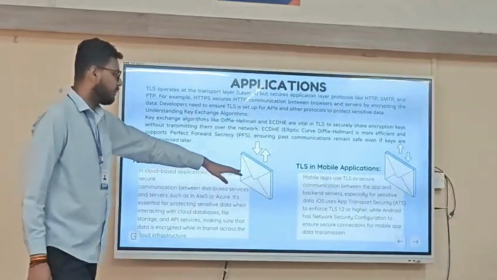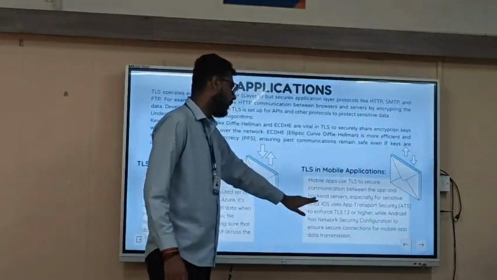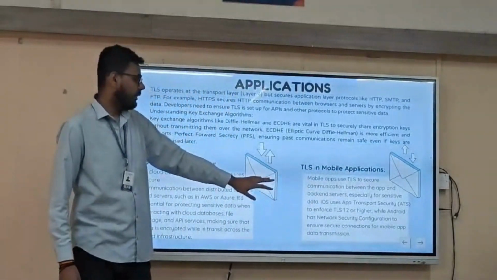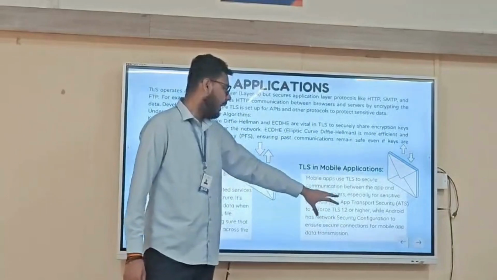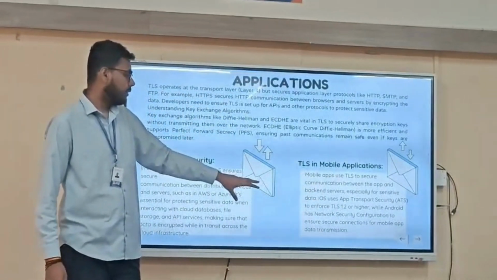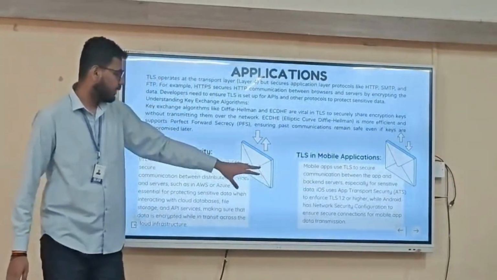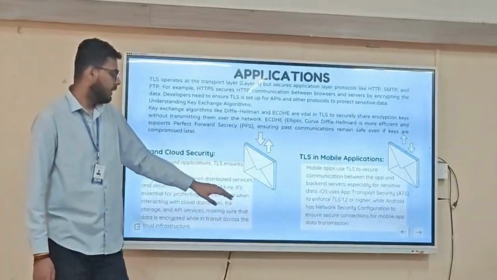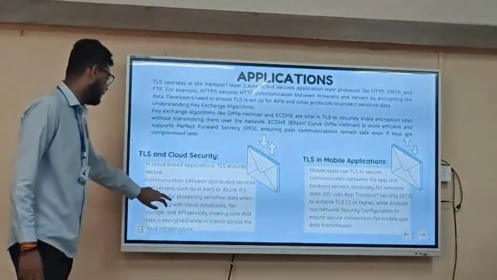In mobile applications, the communication between the app and the backend server is secured by TLS. In iOS, App Transport Security enforces TLS 1.2 or higher, while Android has a network security configuration that ensures secure connections for mobile app data transmission.